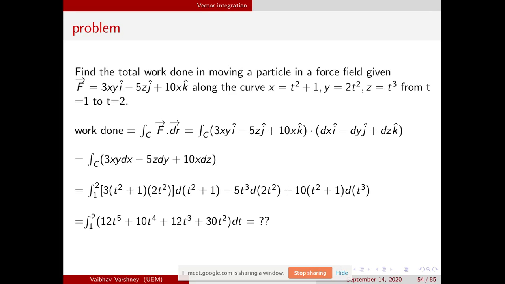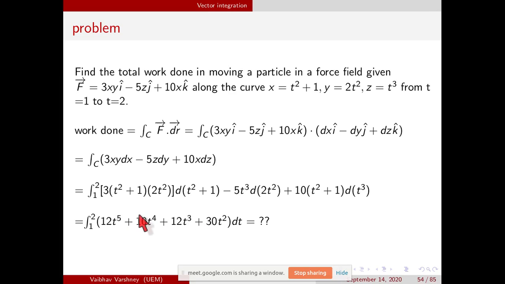Now you have to calculate df by dt. What will it be? Tell me. 2t, right? Just take dt on the opposite side, so it will be 2t dt. And f is nothing but t square plus 1. So d of t square plus 1 is 2t dt. Now clear? Okay. So has everyone got these 4 terms?